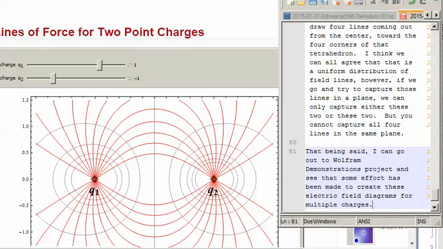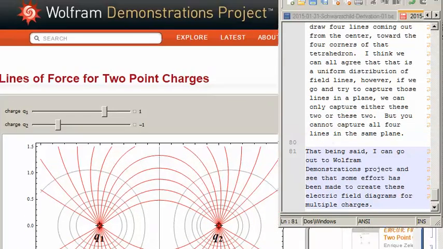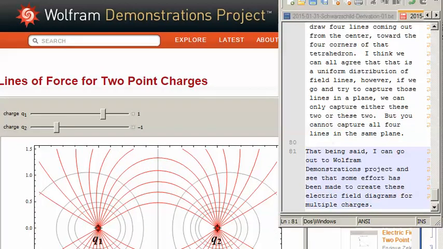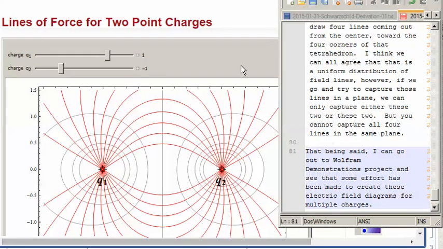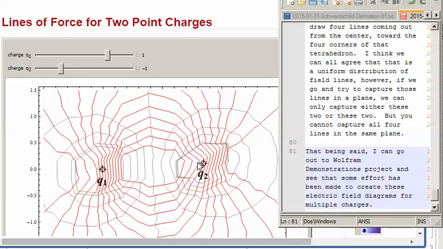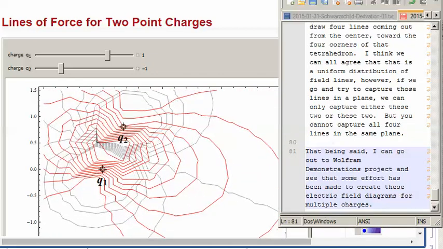That being said, I can go out to Wolfram's Demonstrations Project website and see that some effort has been made to create electric field diagrams for multiple charges. Looks like this thing, I'm guessing that this, yes, that moves. So I can move that charge wherever I want it.